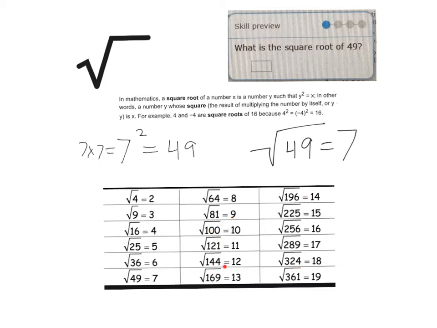Now these ones I don't know off the top of my head. Maybe this one, some of you probably know your 12 times 12 is 144. I never learned that, but well, I learned it, but I never memorized it. There's a button on our calculator that we can use to find square roots. So this one was pretty straightforward. I hope a lot of you knew off the top of your head.